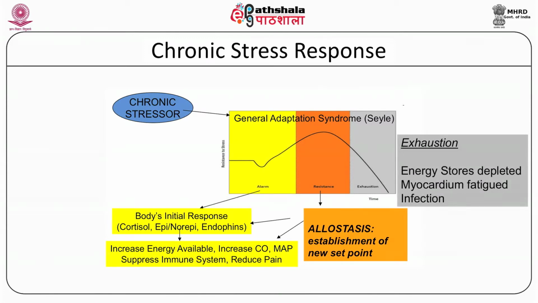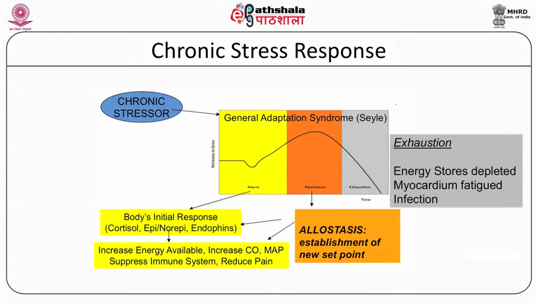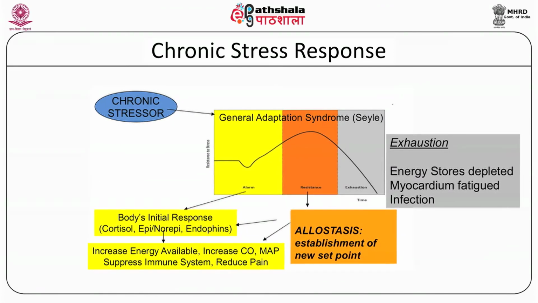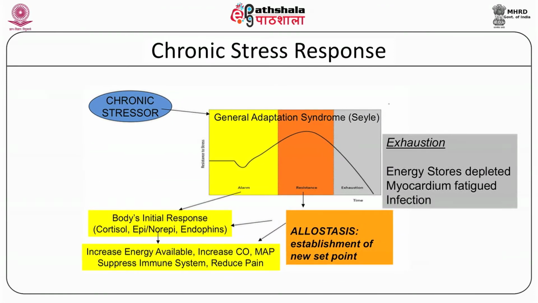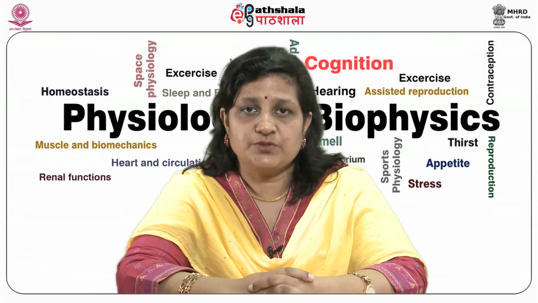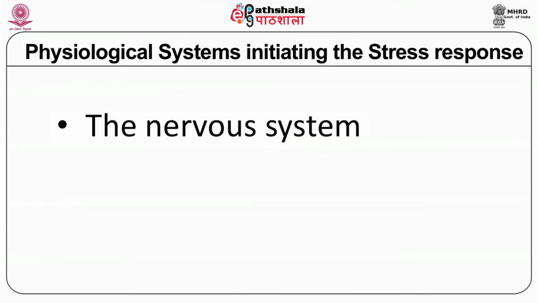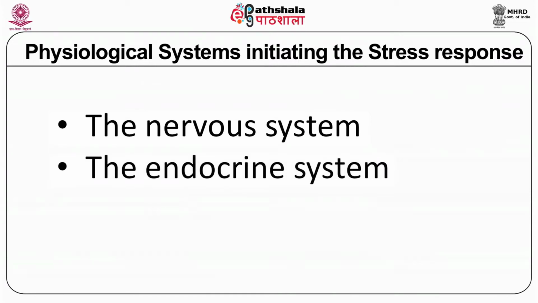Thereafter, what happens is the stage of exhaustion. When the energy stores get depleted, the myocardium gets fatigued and there is infection. Now, the physiological systems which are initiating the stress response are essentially the nervous system and the endocrine system.